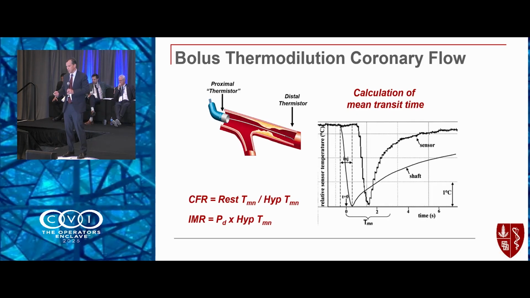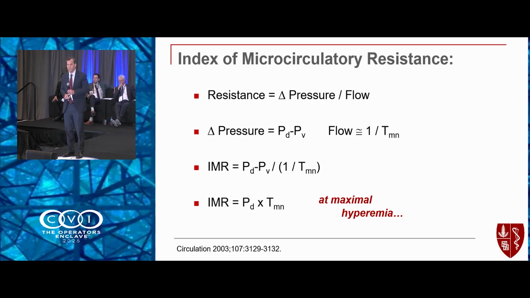We can also calculate IMR, or the index of microcirculatory resistance, and this is based on Ohm's law. We're looking at the change in pressure across the microvasculature, the distal coronary pressure minus the venous pressure, and we divide that by flow. As you can see from the equation here, we can simplify it. We generally ignore the venous pressure because it's negligible compared to coronary pressure, and we get IMR as simply the distal pressure times the mean transit time.